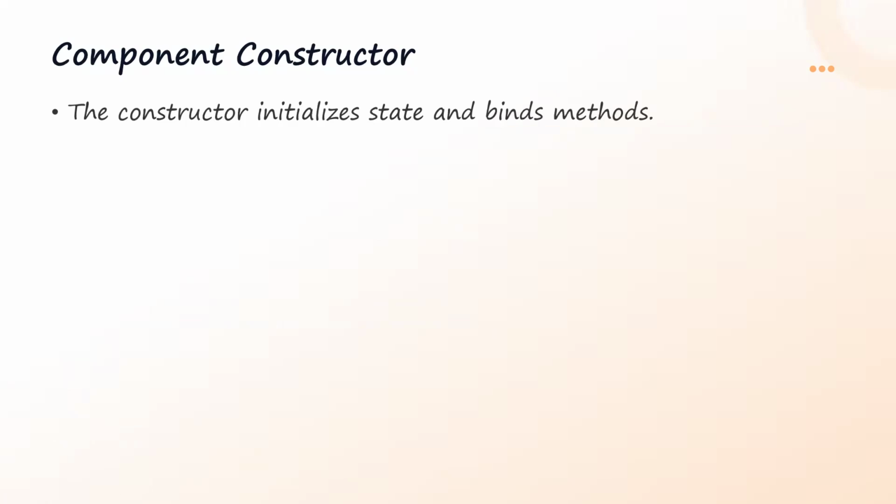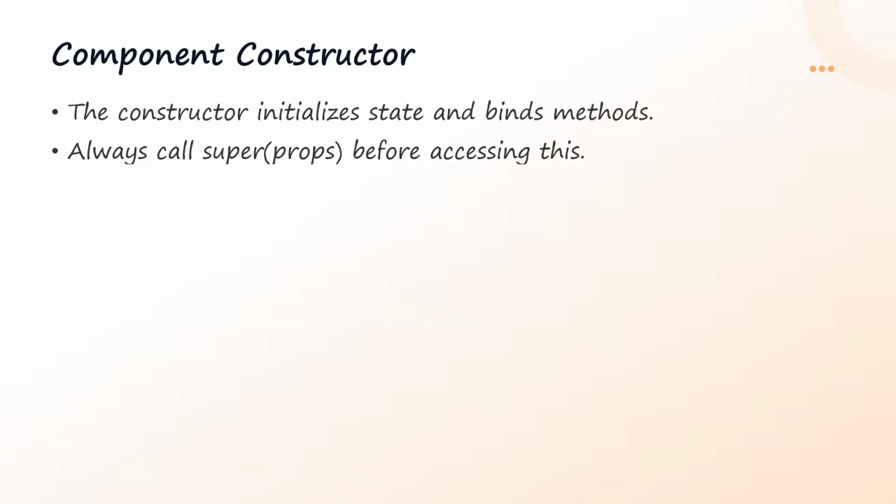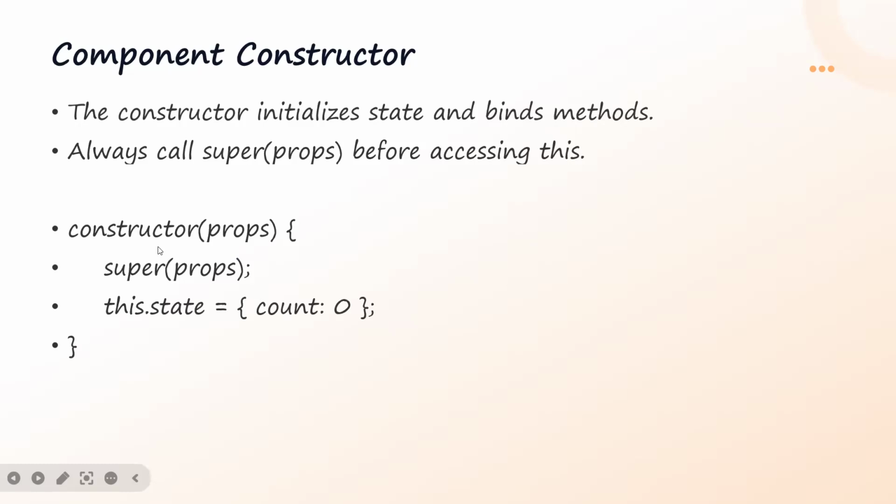So what about a component constructor? You know that classes have constructors, and a class constructor is the first place initialization is done. So initialization of your props, initialization of your state, they are done here. So the constructor initializes the state and binds methods. They always call super props because our component is extending a base component. So we must call super props like this. This is how you create a constructor.